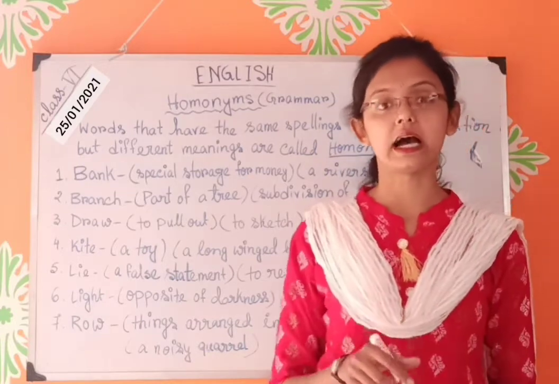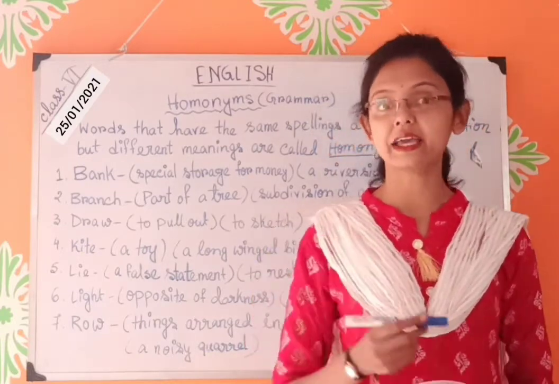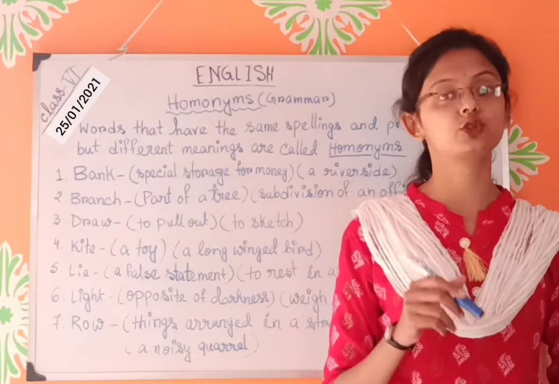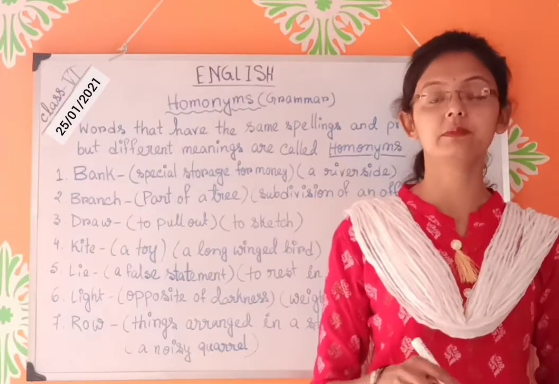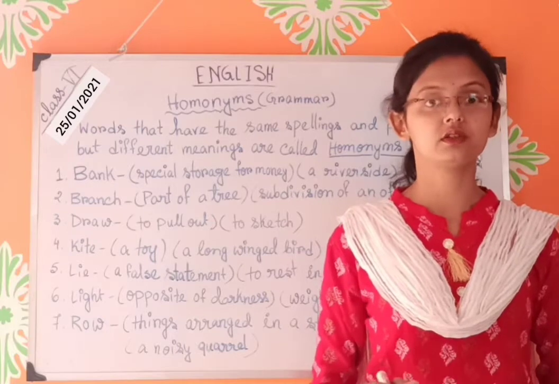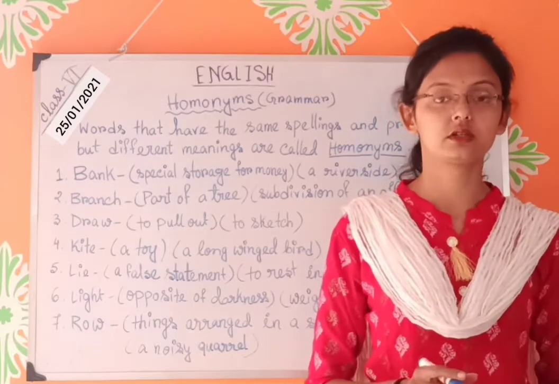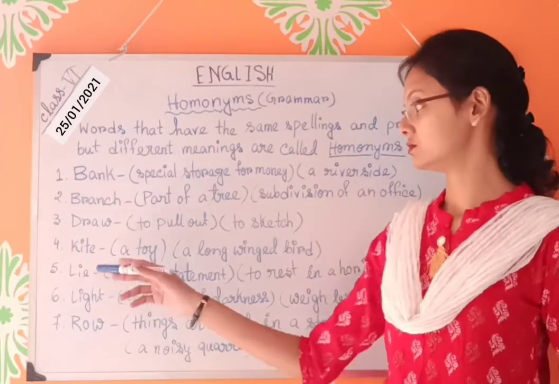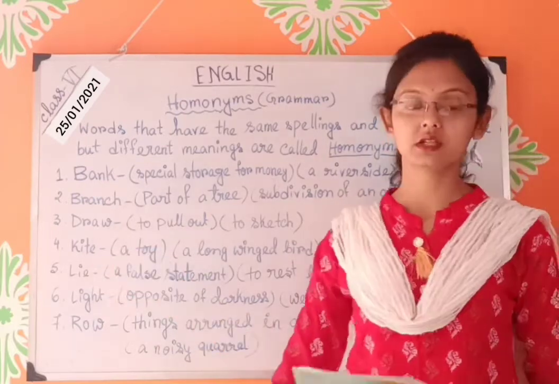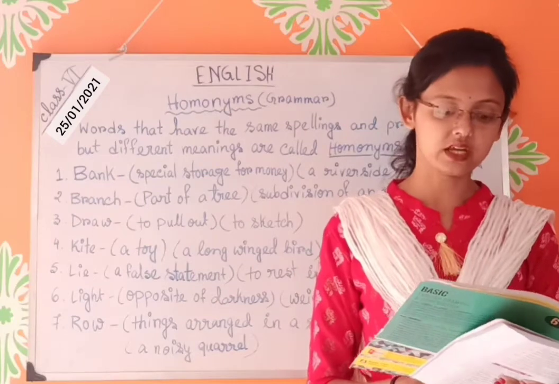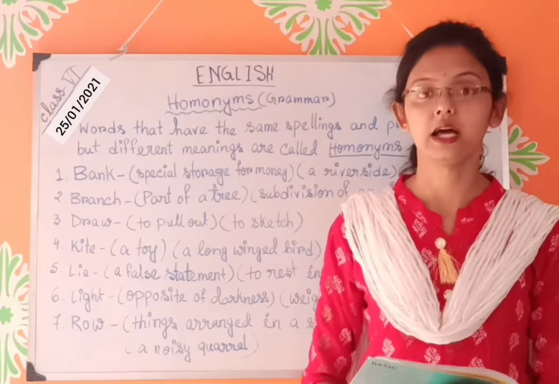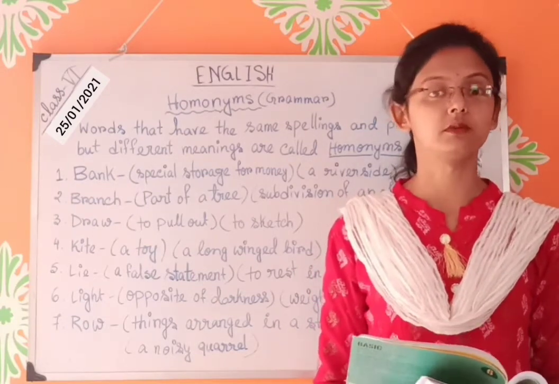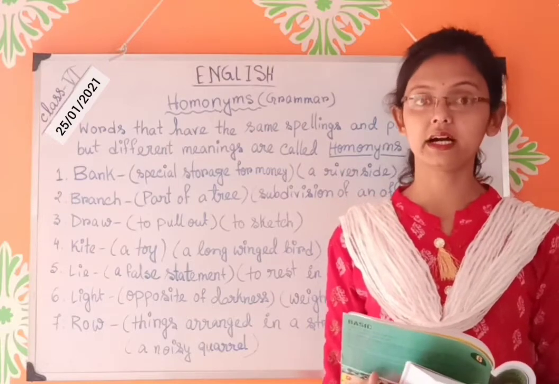Next one is kite. You know that we fly kites. So that is a toy for the children. Sometimes not only for the children, all the aged people can fly a kite. So the first one, kite, means a toy. Sahil is very fond of kite flying. You know that some of the people are there who like to fly kite.